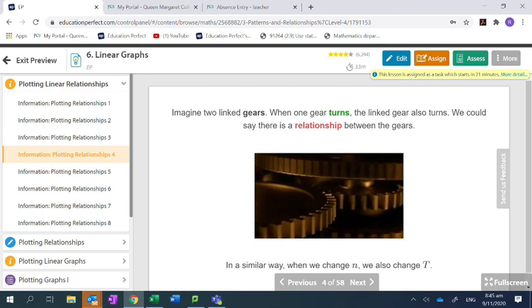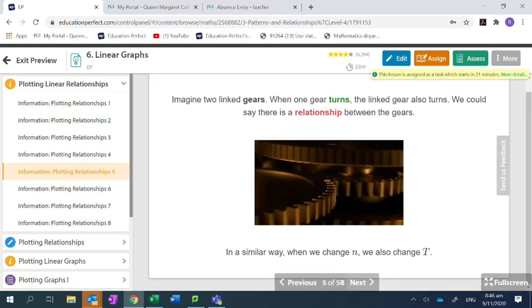Yeah? And that's exactly what relationships, number relationships, do as well. If you change the first one, it's going to change the second one in a reliable relationship or pattern. It's very predictable. Okay? So many people think of this as like a machine. If you put in a certain number, it's going to give you another number out. Okay? And that's what linear rules do. So if you change n, you also change the t. Okay? And we're going to spend a lot of time talking about these types of relationships.